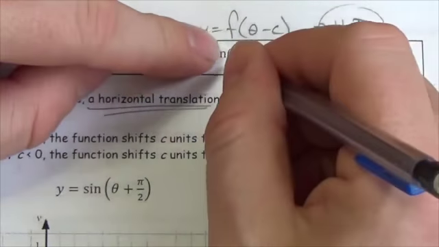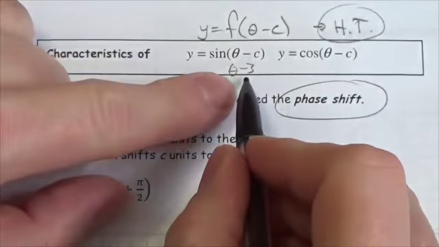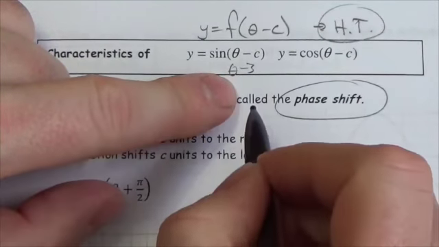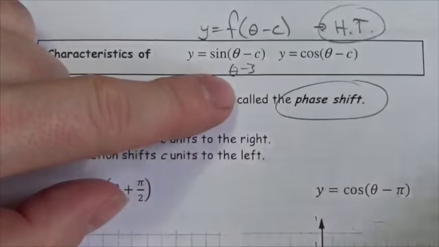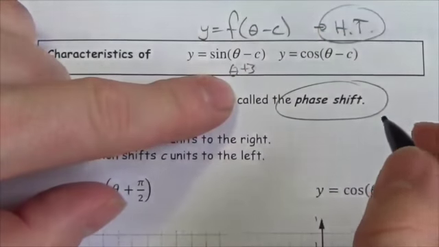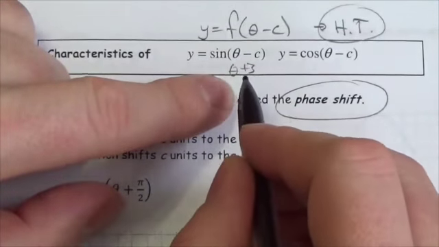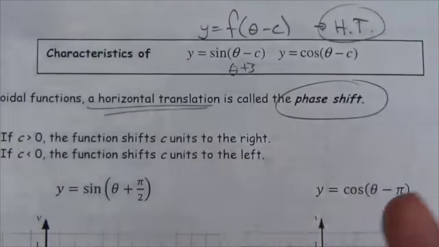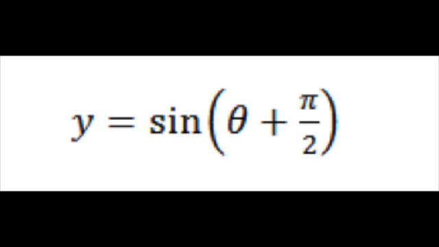Okay, so for example, if you saw theta minus 3 here, to get the theta by itself, you would have to add 3 to the other side eventually. Well, there's your translation, adding 3. If you saw theta plus 3 here, then the last thing you would do to get theta by itself would be to subtract 3. Well, there we go, 3 to the left, minus 3. That would be your transformation. Y equals the sine of theta plus pi over 2.